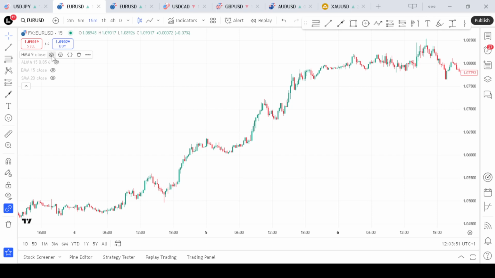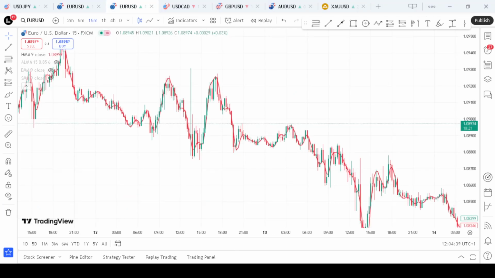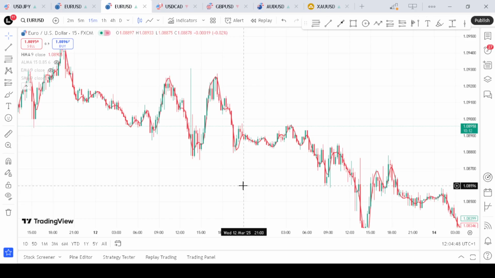First of all, we start by understanding the Hull Moving Average, which I'm adding to my screen right now. The Hull Moving Average is a technical indicator designed to address one of the biggest challenges in moving averages. It was developed by Alan Hull in 2005. The HMA combines weighted moving averages and a smoothing technique to create a faster and more responsive indicator.